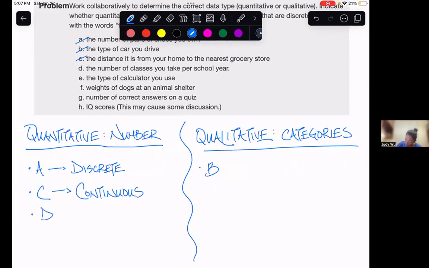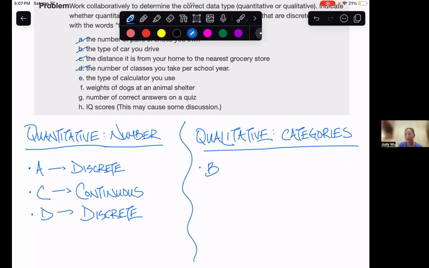All right, D, the number of classes you take per school year. It's a number, and we can't really take half classes. We might put in half effort in some of our classes, but we don't take half classes. So that is going to be a discrete quantitative data piece.